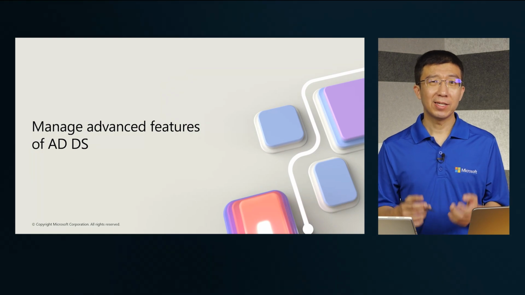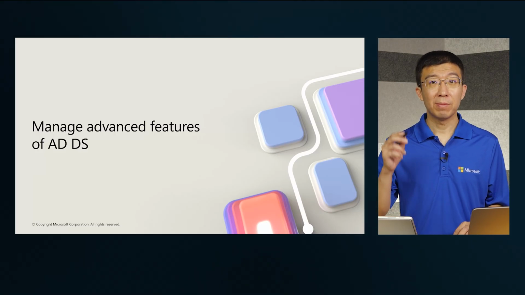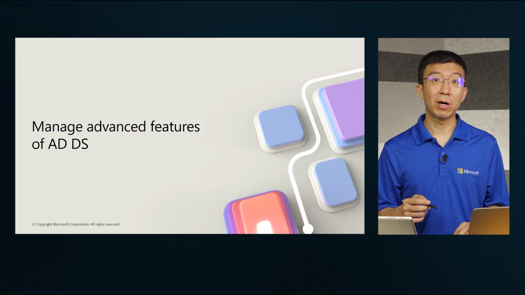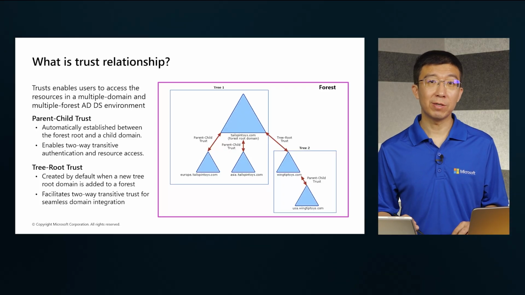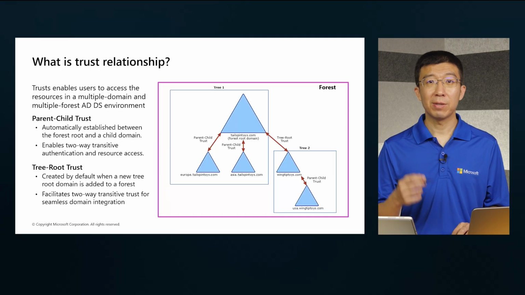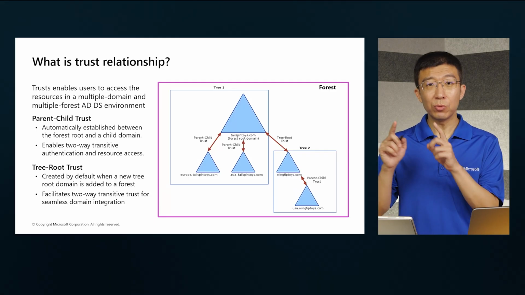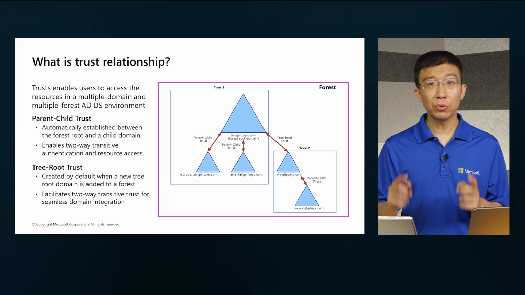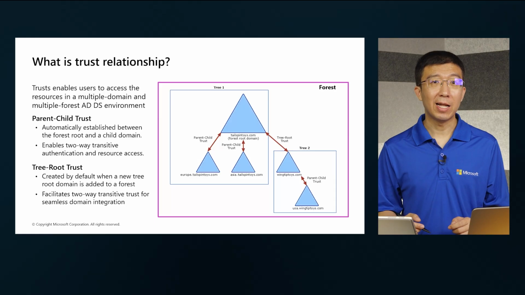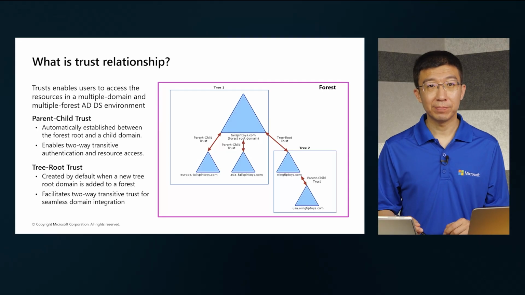Now, let's look at advanced features of ADDS, including trust relationships, monitoring, and custom partitions. Trust relationships enable users to access resources across multiple domains and forests. Parent, child, and root tree trusts are created automatically and are two-way and transitive, allowing seamless authentication and resource access.